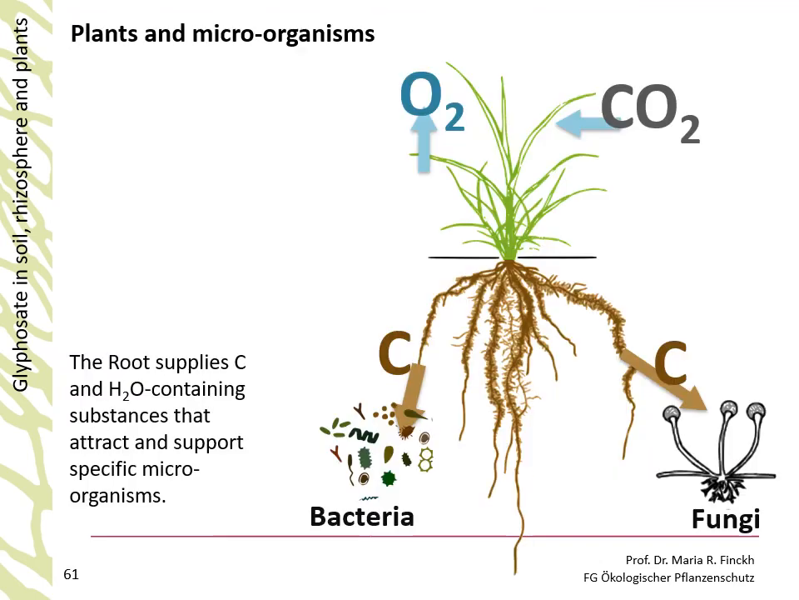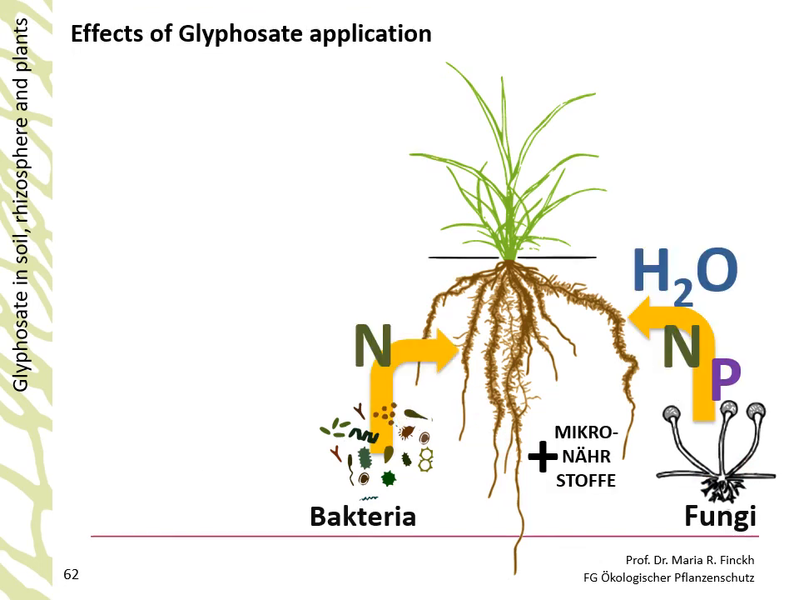Just to remind you what is actually happening. Plants and microorganisms belong together. Plants take up CO2, they release O2, they make assimilates out of this, and they release a lot of the C into the ground. The estimates are between 30 and 60% of what is assimilated is released into the ground in C-containing substances that feed the bacteria and fungi and other microorganisms. In exchange, the bacteria and the fungi give nitrogen, phosphorus, and sometimes also water back to the plants.